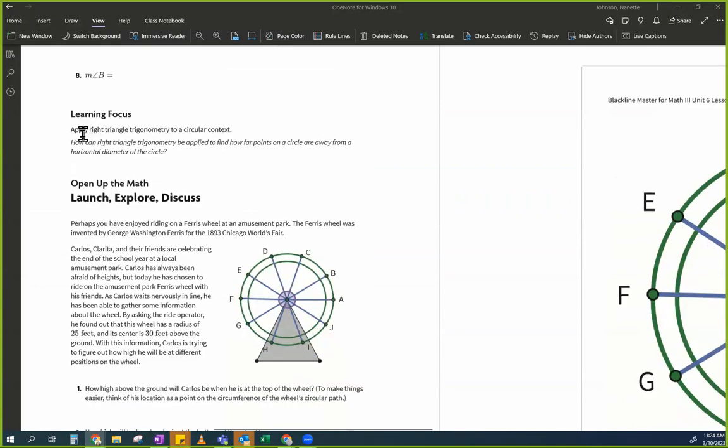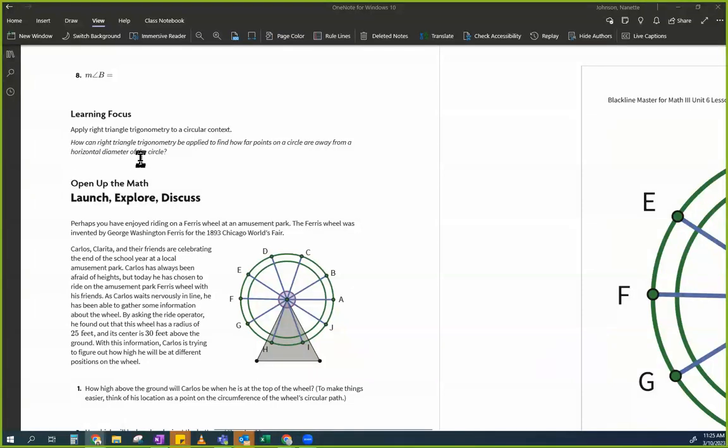So today you'll be able to apply right triangle trig to a circular context, hence our Ferris wheel. Your question you'll be able to answer is, how can right triangle trig be applied to find how far points on a circle are away from a horizontal diameter of the circle? What? Okay, let's break this down.